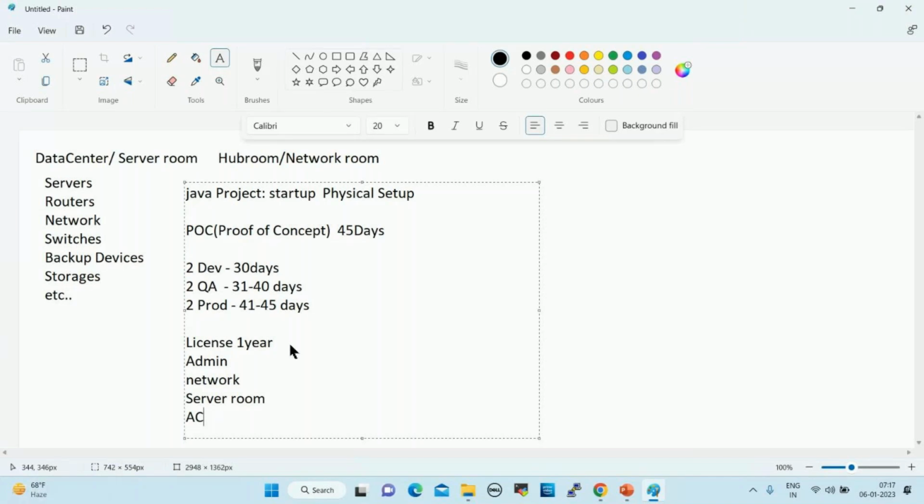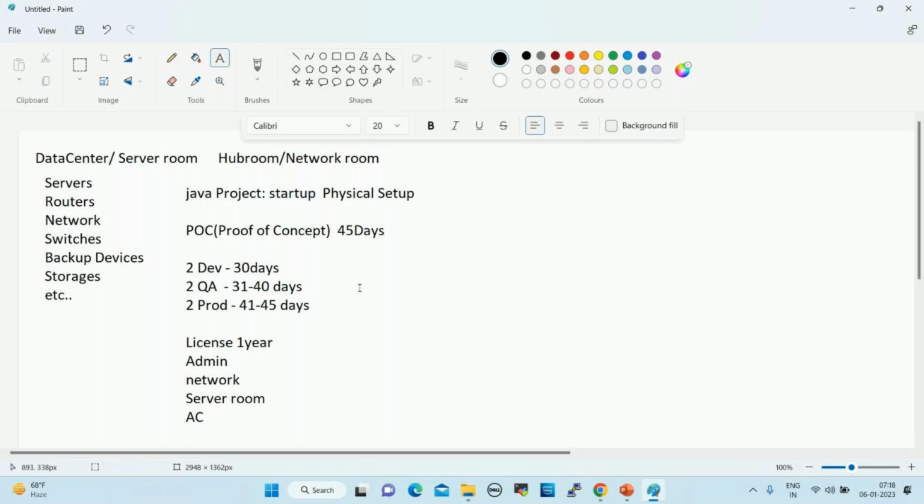Once you prepare the POC and showcase it to the client, if the client approves, we'll get the real project. Otherwise, what will happen? If the client does not approve, this is a waste of money. The physical servers, admin, network, server room, license and AC are all a waste of money. This is a startup company and the first project we are trying to get from the client. If it were a big organization, we could move the servers to another project. But this is a startup company, so if the client rejects, this environment will be wasted, right?